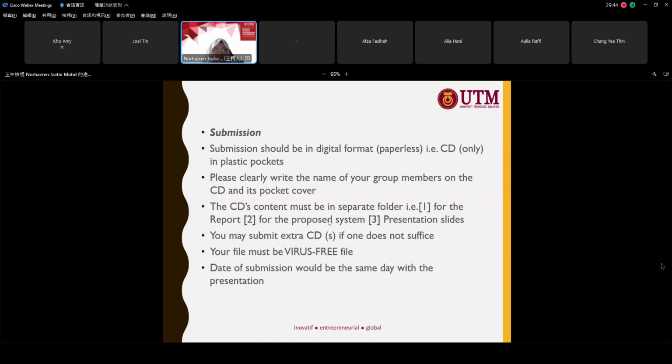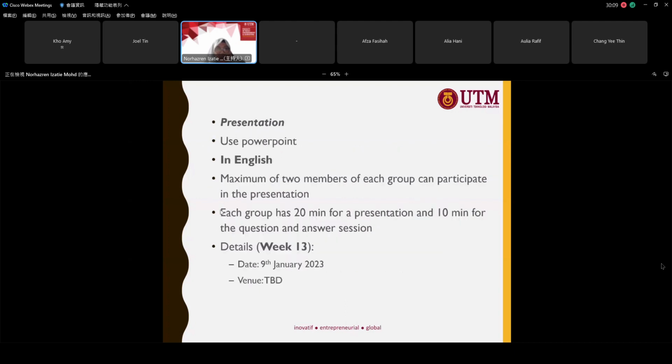Okay, the date of submission will be the same as the date of presentation, unless during the presentation there are some panel members that want you to do some amendment, which will reflect on your marks. If you do the correction, then you may submit after the correction has been made. Okay, so presentation. So far I already explained about the presentation.